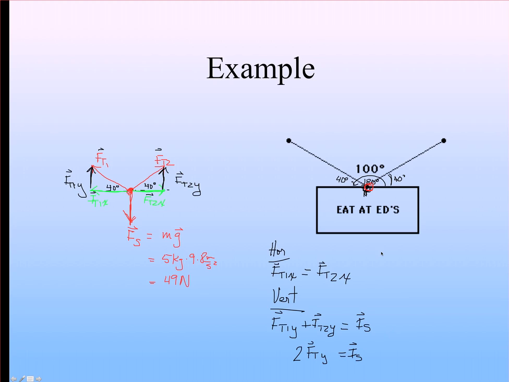Now, let's move up here, since Fs we previously saw equals 49 newtons, we can say that 2 Fty equals 49 newtons, and Fty then equals 49 newtons divided by 2, and so Fty is equal to 24.5 newtons, and that will be in the up direction.